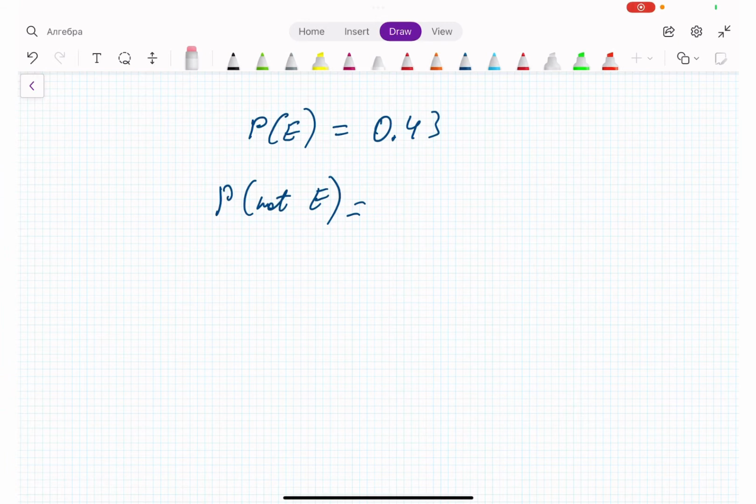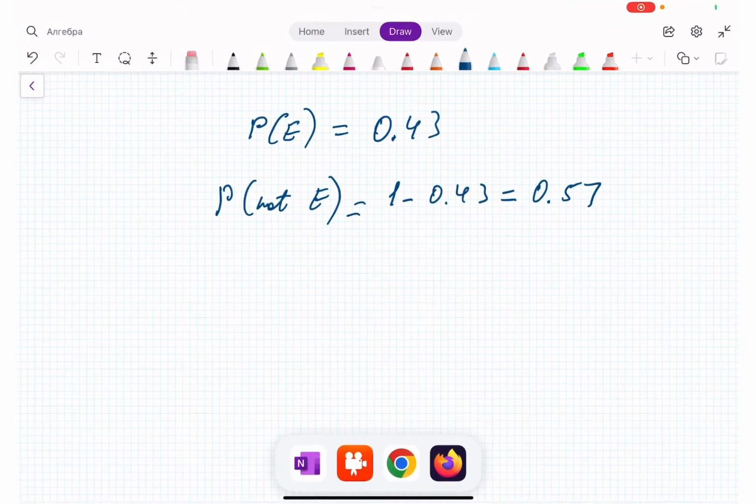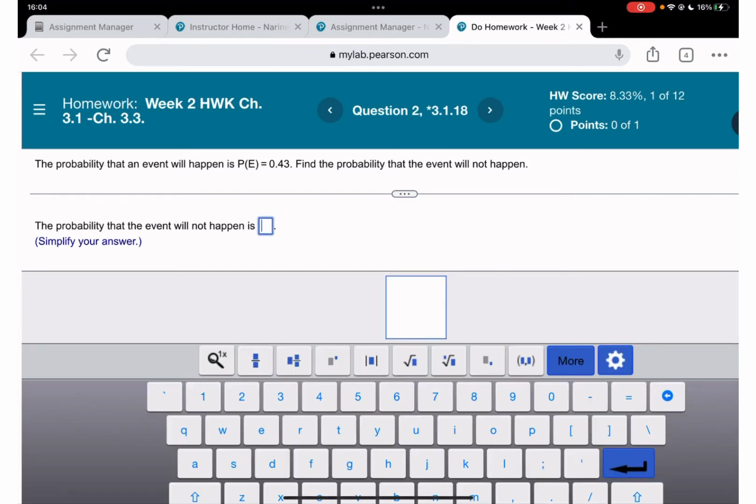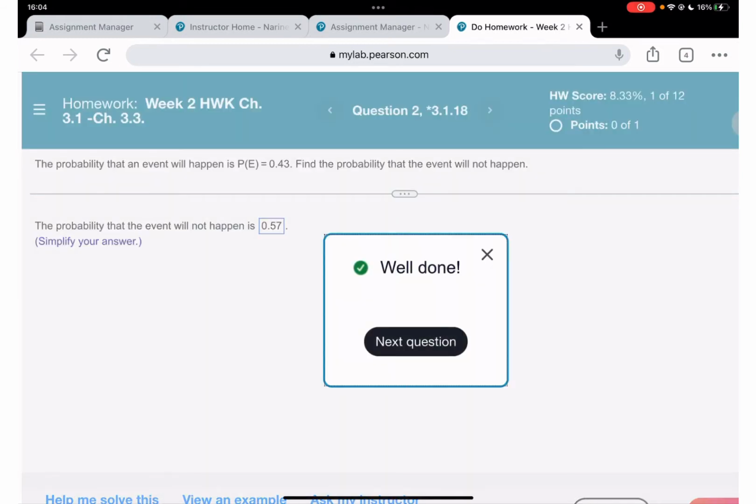100% or 1 total. So if 0.43 will happen, that means for the probability that it will not happen, we do 1 minus 0.43. So it's going to be 0.57. 1 meaning portion-wise 100%. Because we don't put 43%, we put 0.43, therefore for 100%, we put 1. So 1 minus 0.43, we get 0.57. So 57% chance that the event will not happen. Let's write down 0.57. Very good.